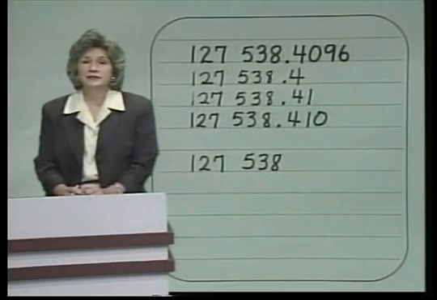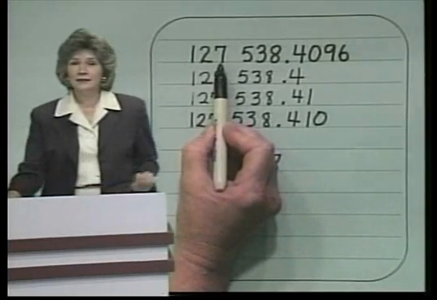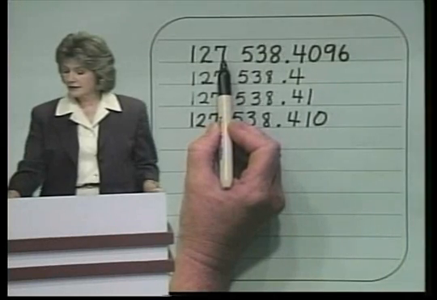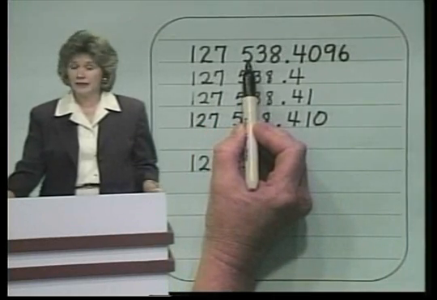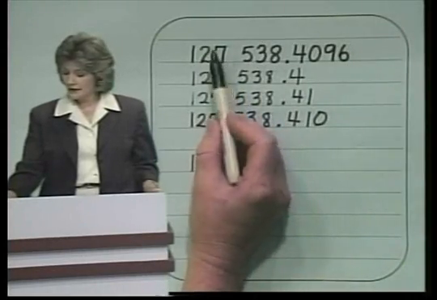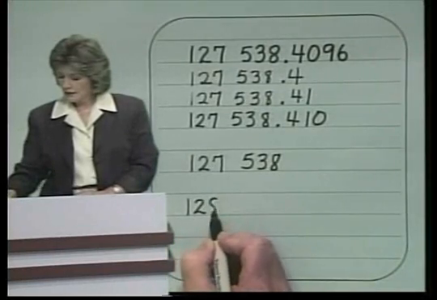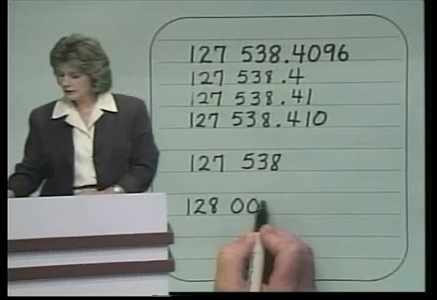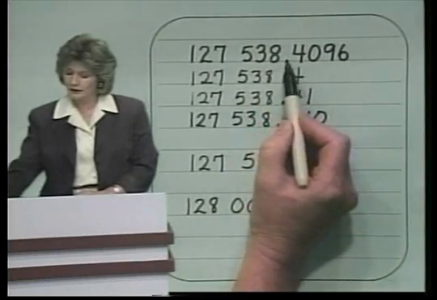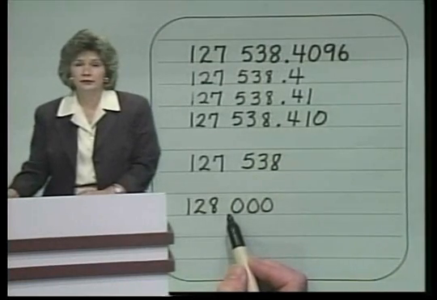Let's round to the nearest thousand. I see the digit 7 is sitting in the thousands place. If I look to the right of the 7, I see the number 5. That is 5 or greater, so I will round up and make the 7 an 8. So the number is 128,000. Notice that I had to fill zeros in for these places to the right of the thousands place because I needed the placeholders. If I didn't, it would just be the number 128.